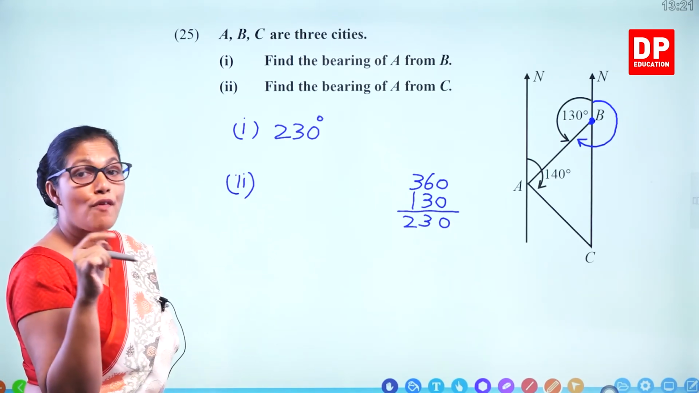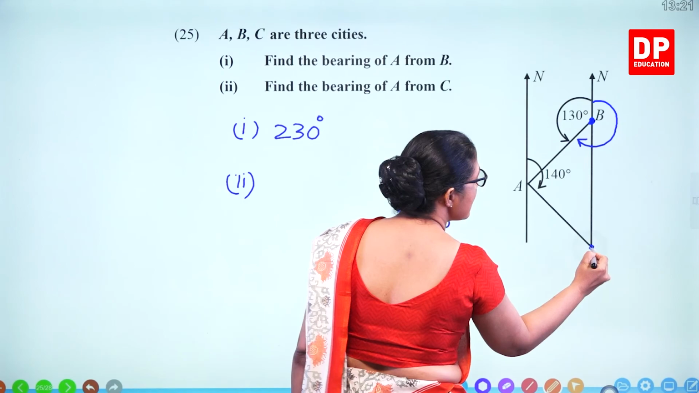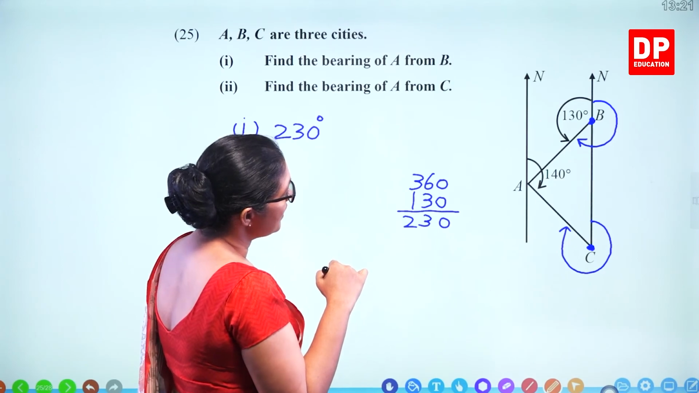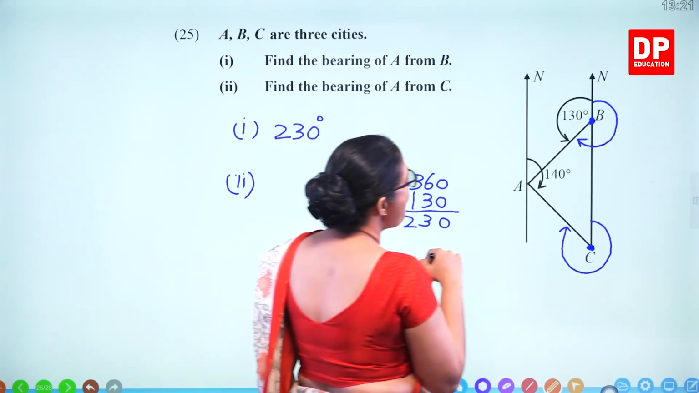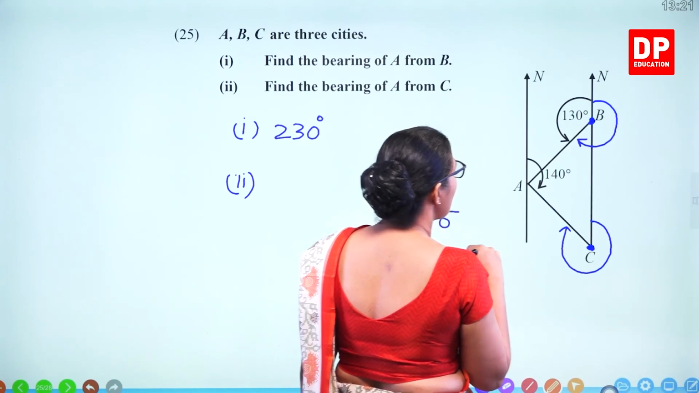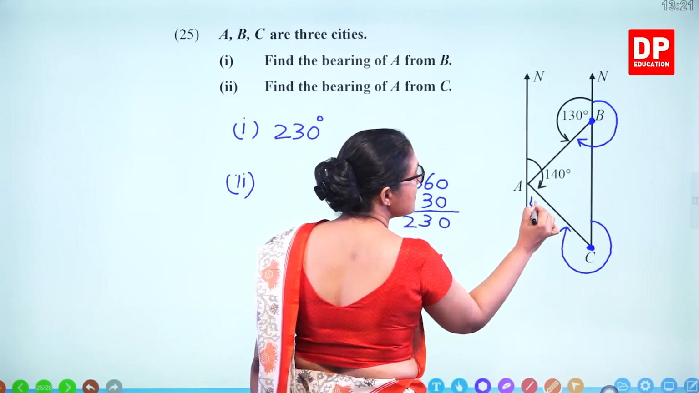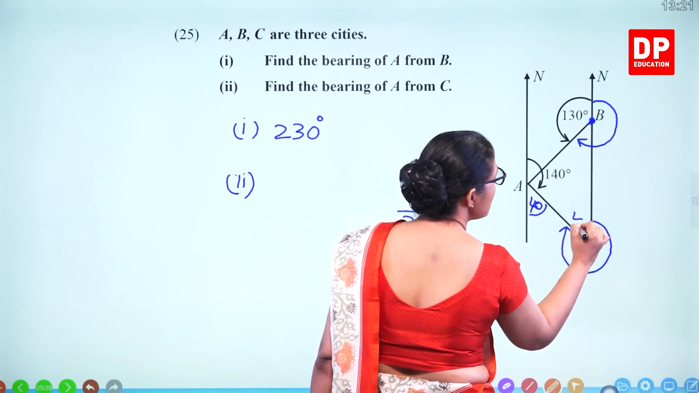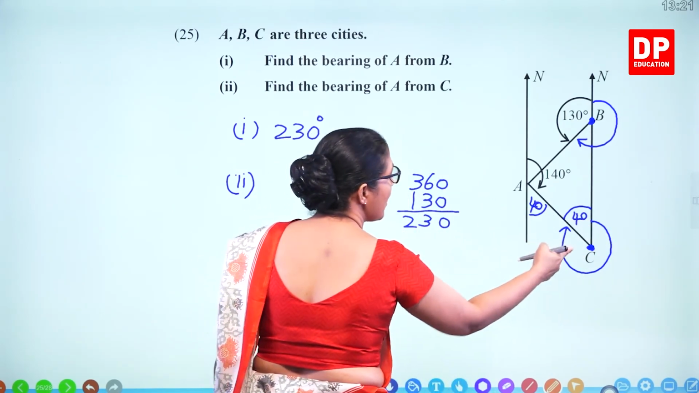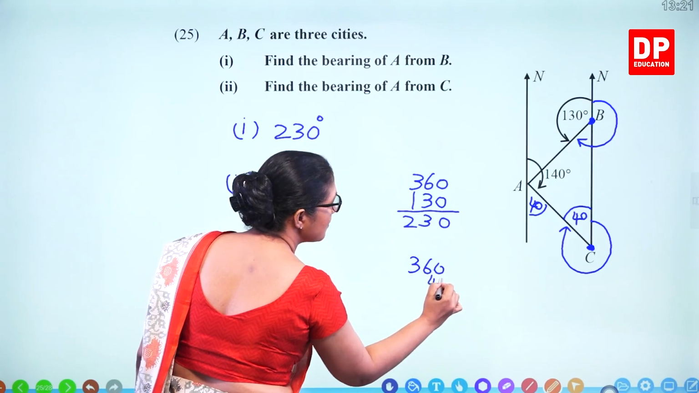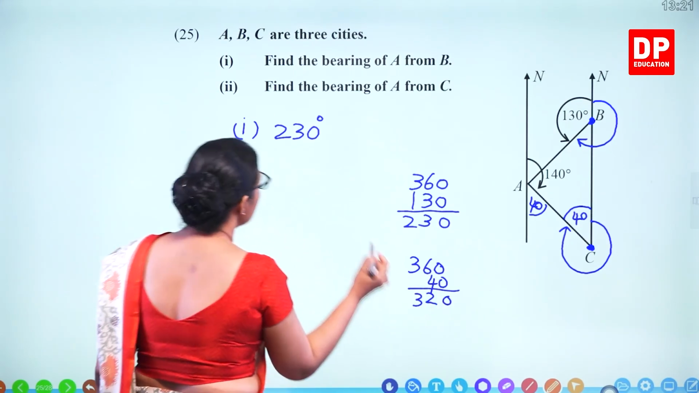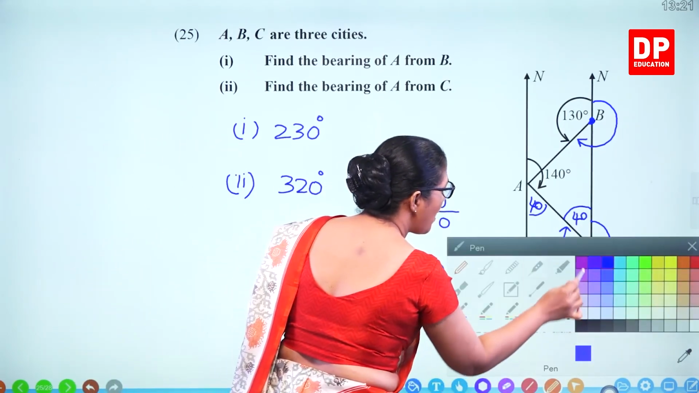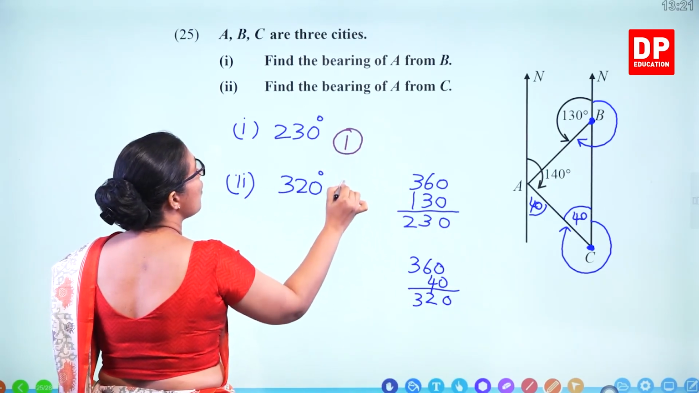Next one, find the bearing of A from C. C is here. So you need this angle. How do you find that angle? Look carefully. This is 140, that means this is 40. 180 minus 140. If this is 40, this is 40. Alternate angles. So you find 360 minus 40, 320 degrees. So that's the answer. So you get 2 marks, 1 mark for each part.